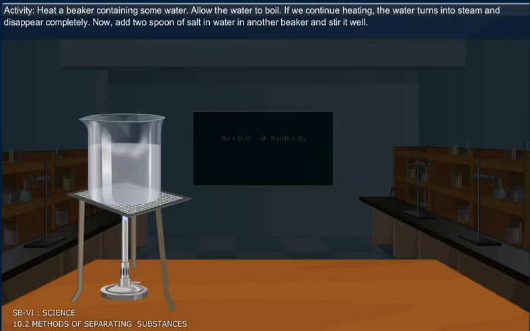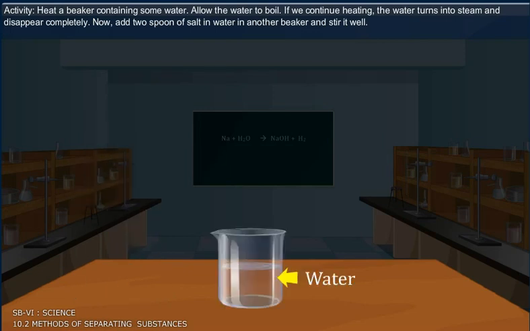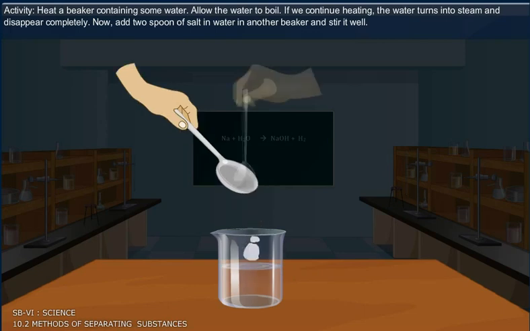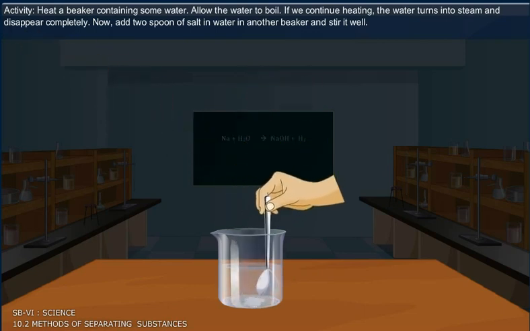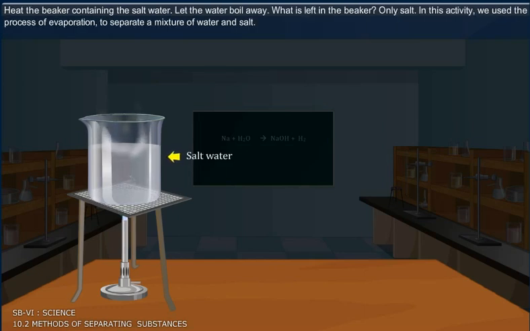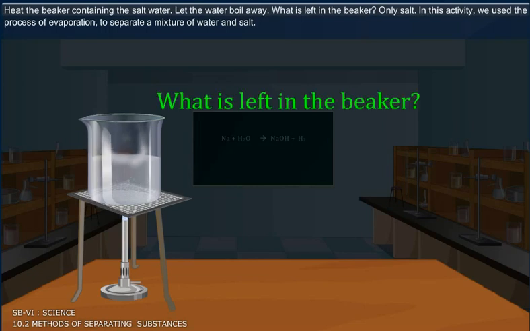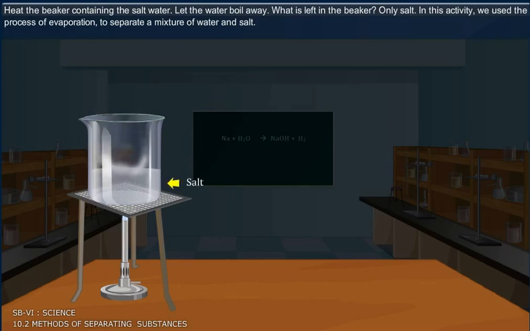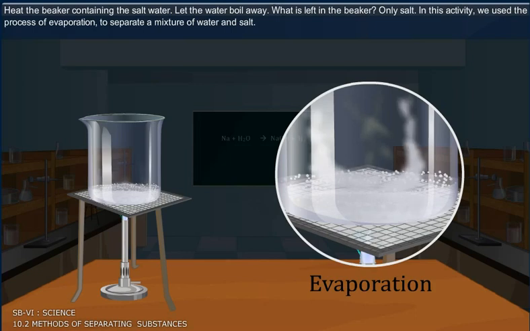Activity. Heat a beaker containing some water. Allow the water to boil. If we continue heating, the water turns into steam and disappears completely. Now, add 2 spoons of salt to water in another beaker and stir it well. Heat the beaker containing the salt water. Let the water boil away. What is left in the beaker? Only salt. In this activity, we use the process of evaporation to separate a mixture of water and salt.